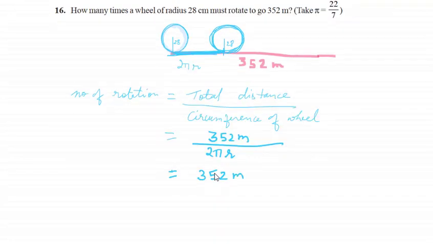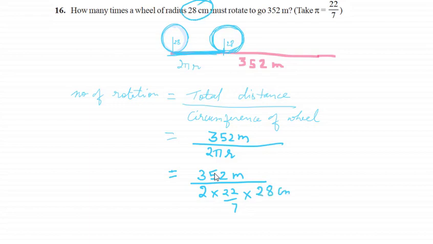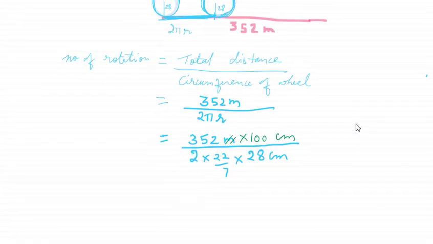So here 352 meters, then the value of 2 pi is 22 by 7, and the radius is given 28 centimeter. Now one thing you have to see: the numerator is in meters and the denominator is in centimeters. So we will multiply the numerator with 100. So now it will become centimeters. Now it is not in meters, it is in centimeters. So we have to make sure that the units in numerator and denominator are the same. Okay, now we can calculate it to get the answer.